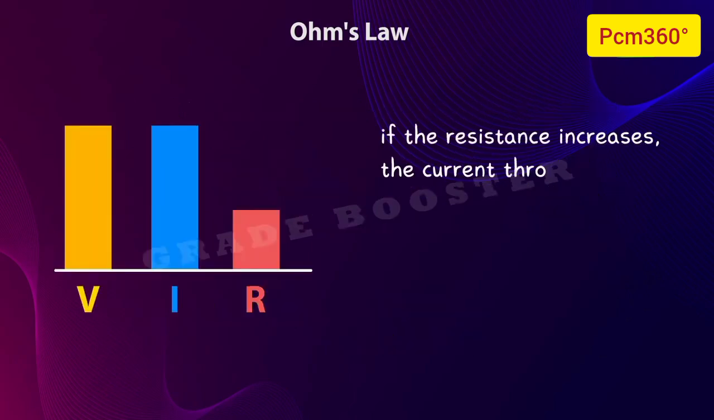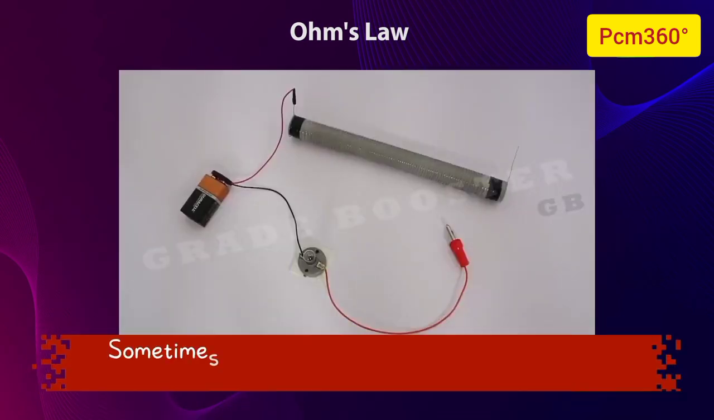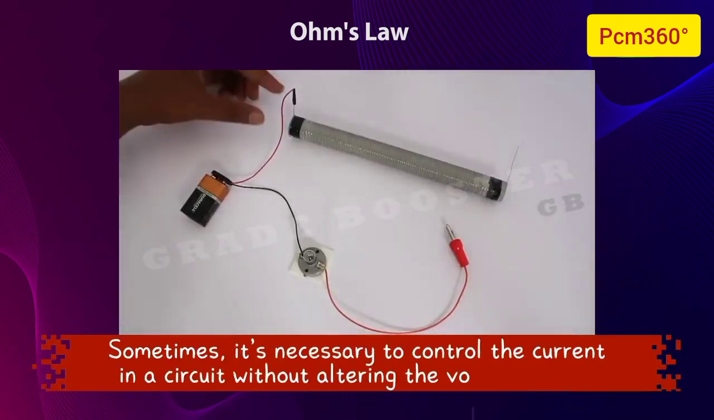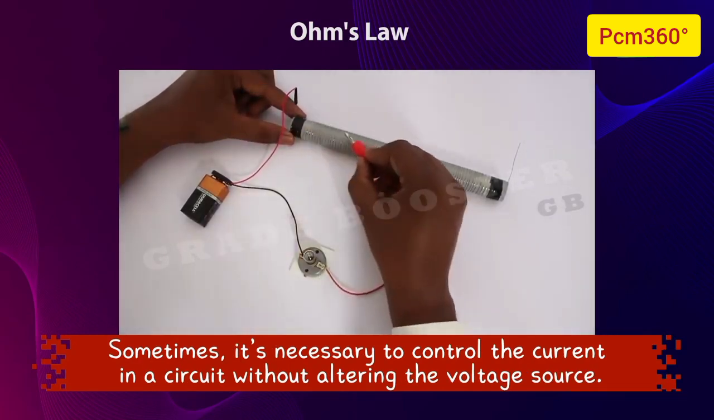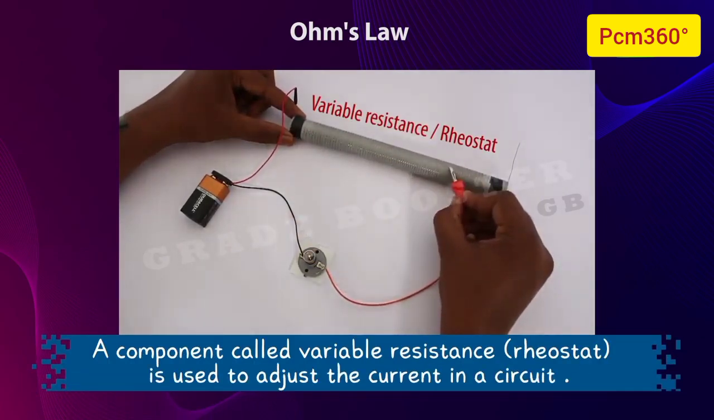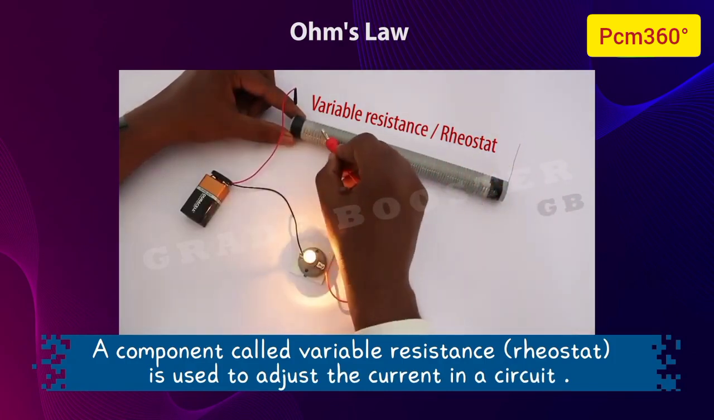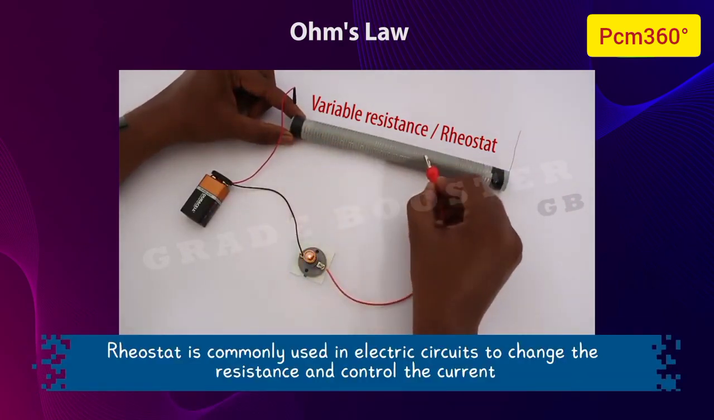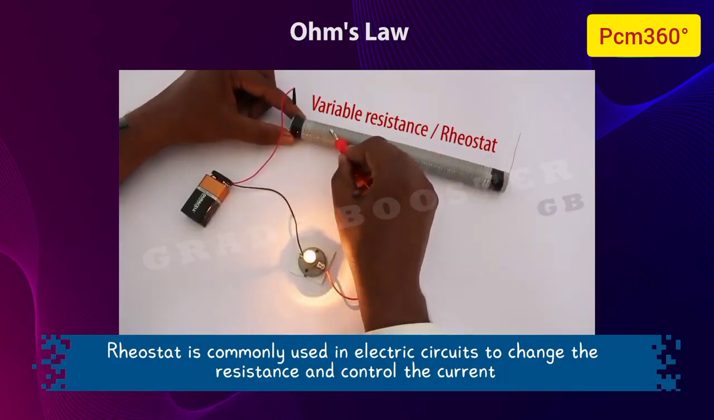If the resistance increases, the current passing through the conductor decreases. If the resistance is doubled, the current becomes half. Sometimes it is necessary to control the current in a circuit without changing the voltage source. In this situation, a component called variable resistance or rheostat is used to adjust the current in a circuit. Rheostat is commonly used in electric circuits to change the resistance and control the current.